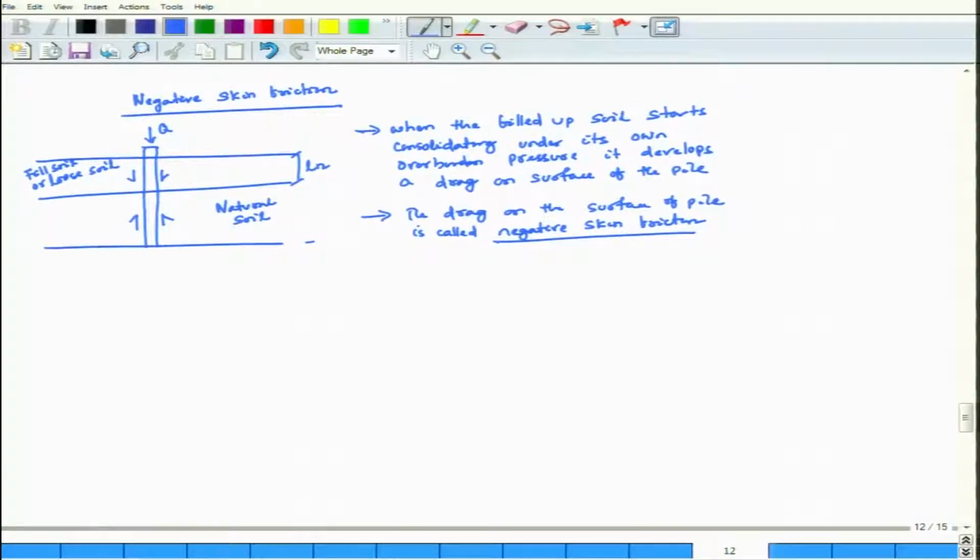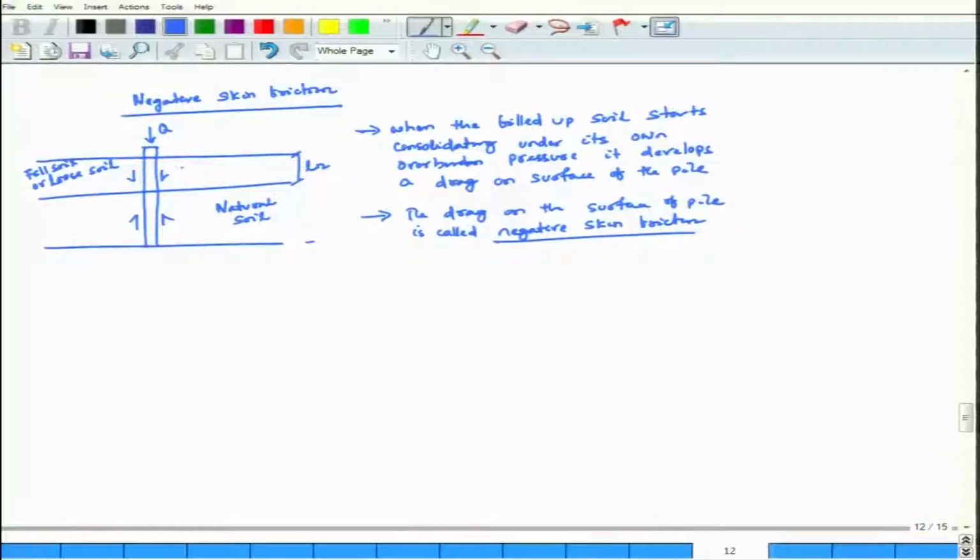If you look here, suppose there is a natural soil, the pile is there, then above the natural soil there is a fill soil or loose soil. So, what will happen? It will start consolidating because it is a recent filling soil, under its own overburden pressure. Then it will develop a drag in the direction of the loading. So, if you look here, Q has been applied here, then this is your frictional resistance, which is in the direction of your loading. This is called negative skin friction.